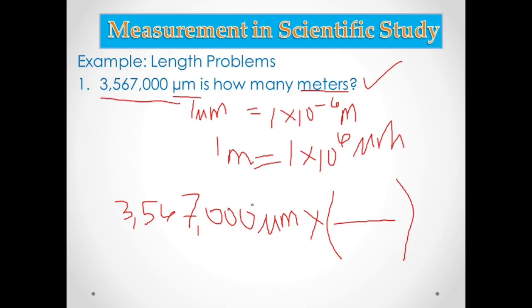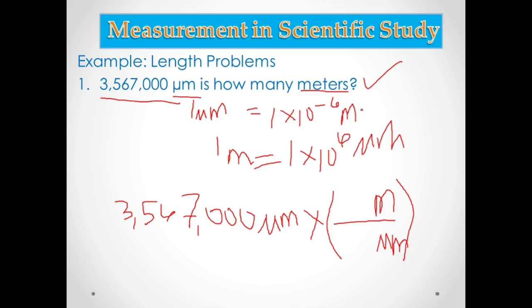Okay, so since your given is the unit of micrometer, that is actually on the numerator. Then you will put the micrometer in the conversion factor at the denominator, in order for you to cancel that. So if your given unit is there, then you put it in the conversion factor at the denominator. And your desired unit, or what is asked in the problem, would be at the numerator, which is in meters.